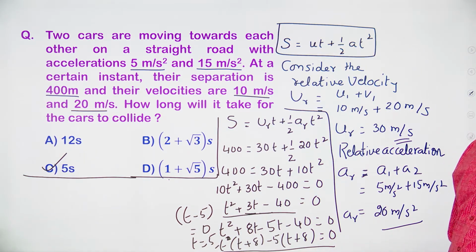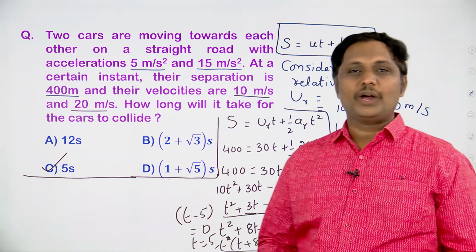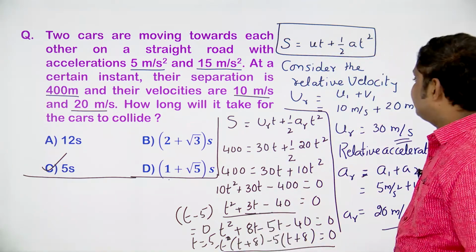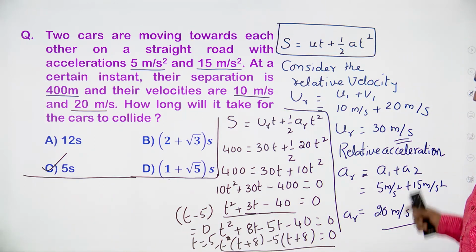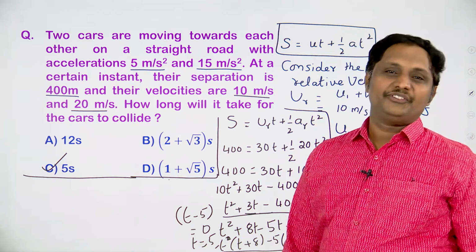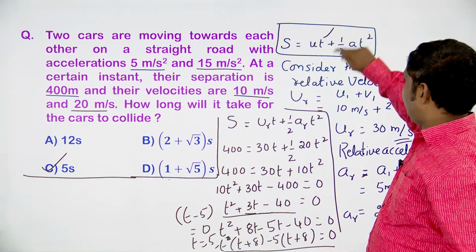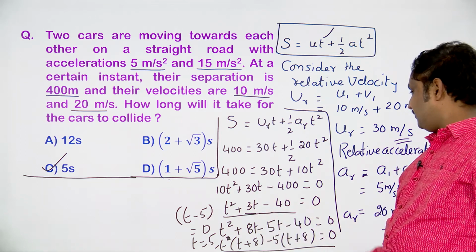It's going to be the correct value which satisfies that equation. So in 5 seconds they are going to collide with each other. It's very clear, right? In this type of problems we have to consider the relative velocity and the relative acceleration also, and in what direction they will move. Also we have to consider the equation of motion. We can easily solve the problem by this.